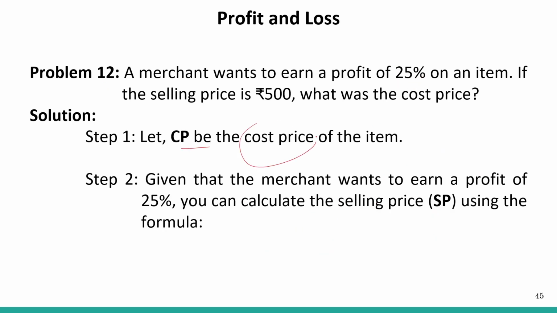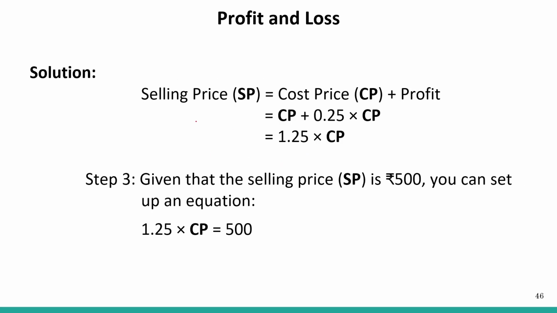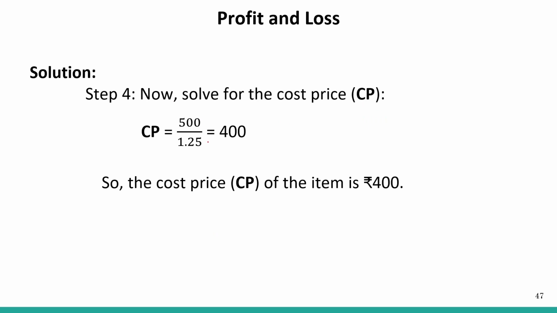So let CP be the cost price of that item. Given that the merchant wants to earn a profit of 25%, you can calculate the selling price how? Selling price is equal to cost price plus the amount of profit. The amount of profit is calculated by multiplying the decimal form of the profit percentage with the CP. So it is in whole 1.25 CP or 1.25x. Solving it algebraically, what we are left with is CP is equal to 500 by 125 is equal to 400 rupees. So the cost price of the item will be 400 rupees.